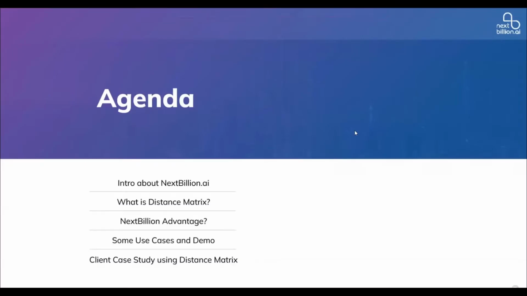To set the agenda for this whole session, we will start off with a short intro about NextBillion, who we are, what we do, and our capabilities, and then move on to a short intro about distance matrix and what exactly it solves. Following up to that, we will get into the NextBillion advantage, the features which give us an edge over our competitors. We will then get into some use cases of the API and a short demo on the API and how we can visualize it.